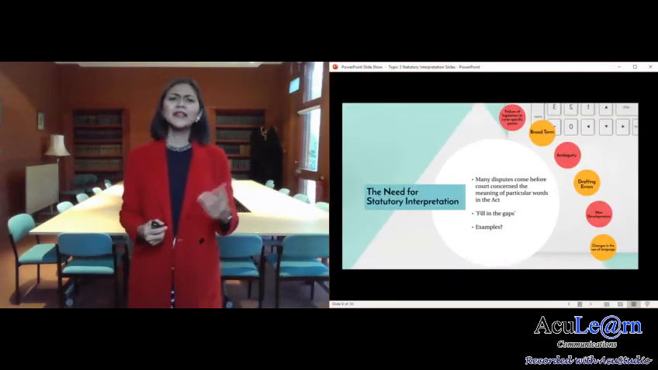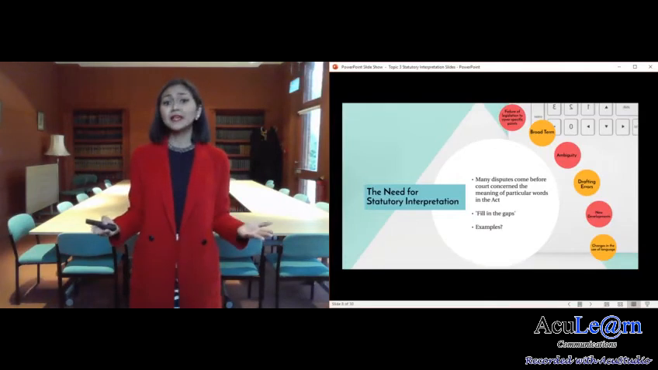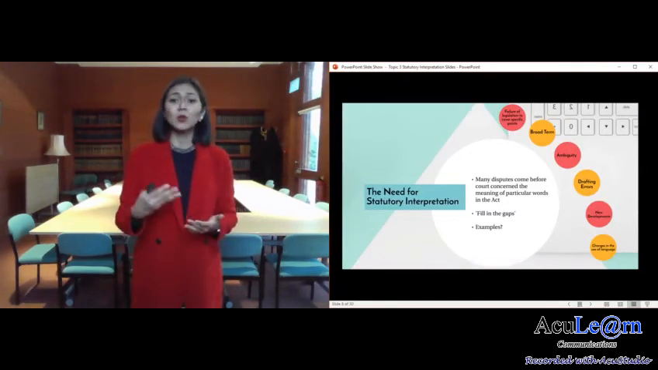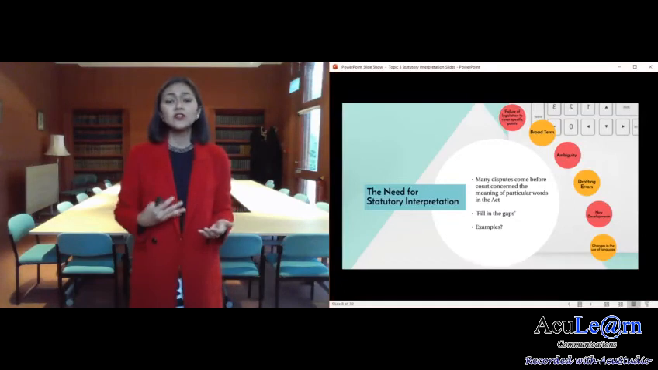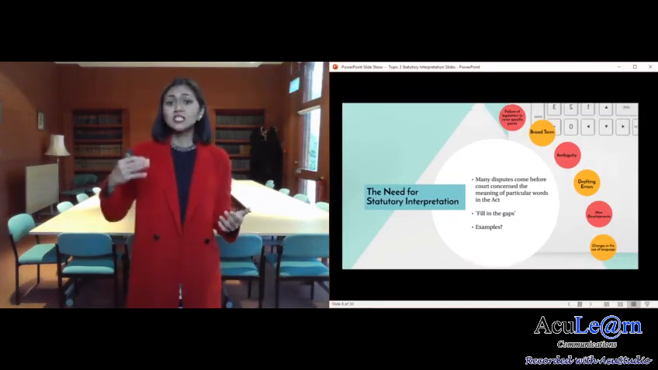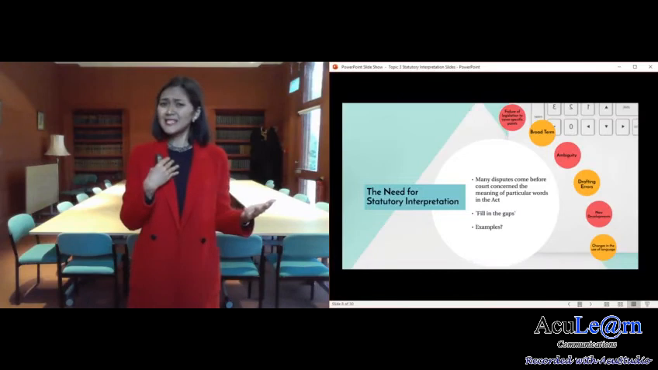So why is there a need for statutory interpretation? The reason is that there are thousands of cases that go to court requiring judges to deliberate on the matter and come up with a decision. In order for judges to decide on a particular matter, they need to refer to an act. You can't just decide based on a person's conscience or common sense.